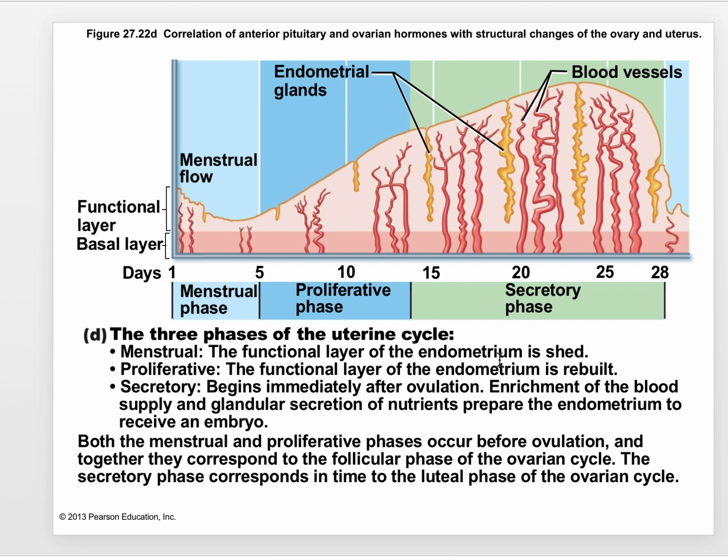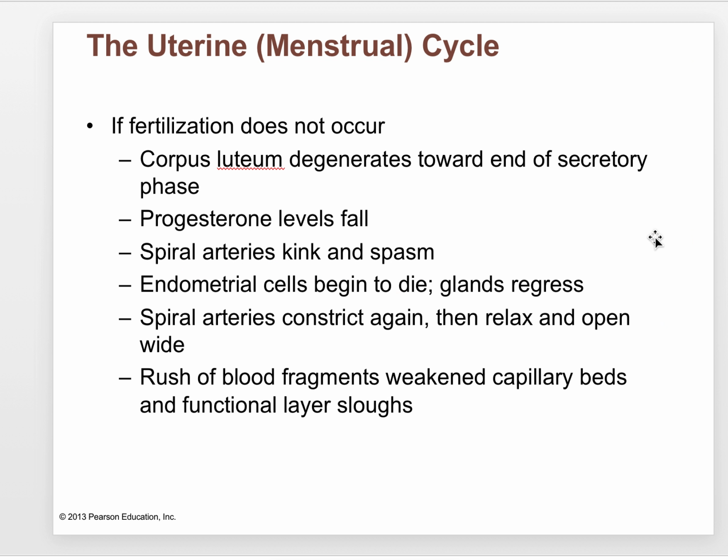So the 3 phases of the uterine cycle are the menstrual phase, proliferative phase, and the secretory phase. After the secretory phase ends, menstruation starts over again, and the process repeats. If fertilization does not occur, the corpus luteum degenerates toward the end of the secretory phase. Progesterone levels fall. The spiral arteries in the inner layer of the endometrium kink and spasm. The endometrial cells die and regress. The spiral arteries constrict, and this functional layer sloughs off.